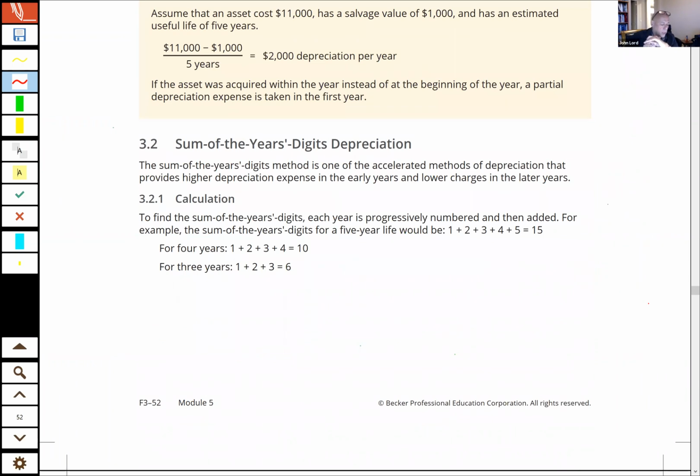Okay, good. Sum of years digits. Again, nothing that difficult. Whoever thought of the sum of years digits method of depreciation had way too much time on their hands, okay? Because if you have an asset that, say, has a 5-year life, what would you do? Well, you would add up the sum of the 5 years, year 1 plus year 2 plus year 3, 4, 5, that's 15. And in year 1, you take 5/15.